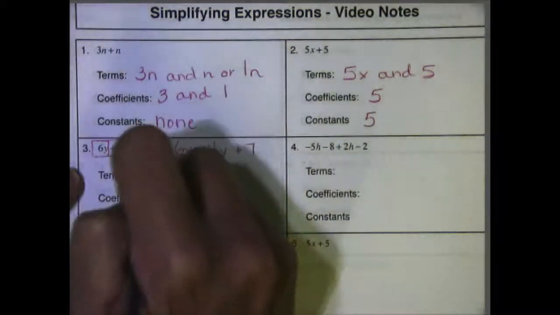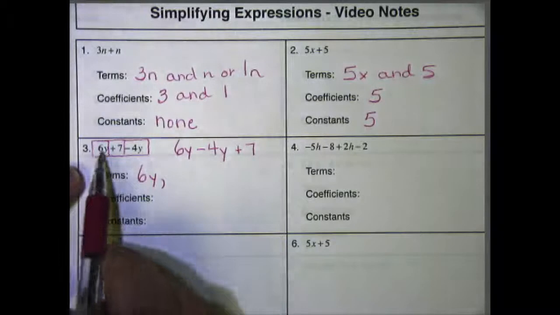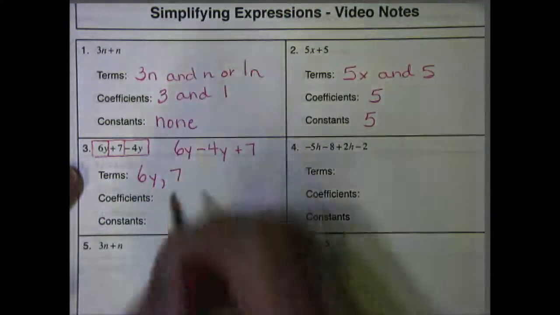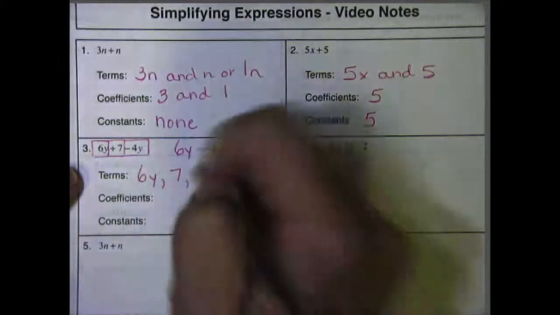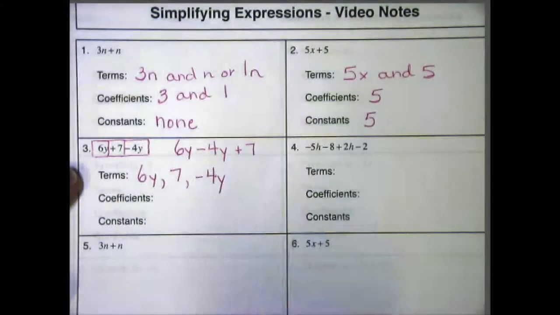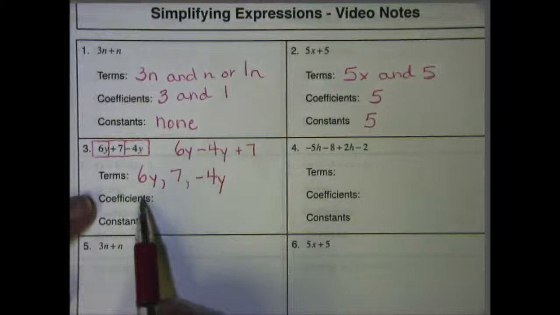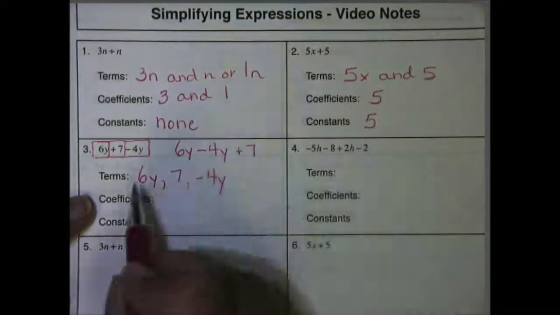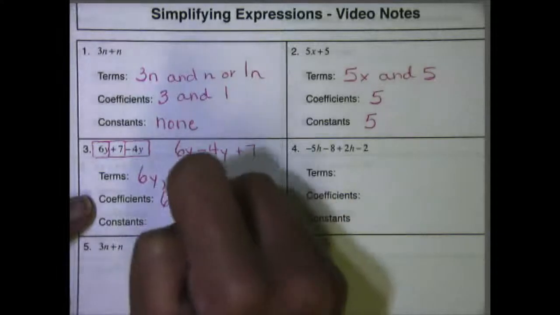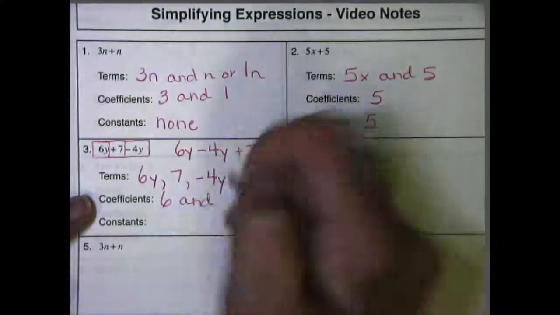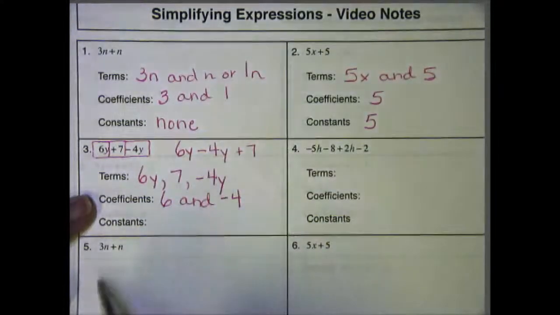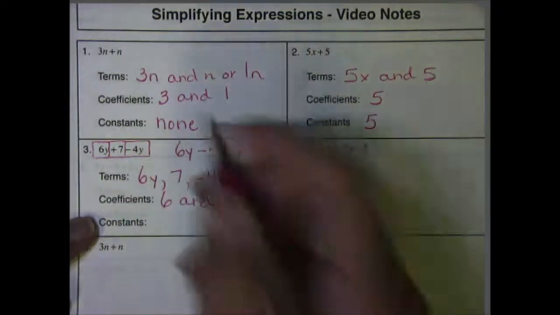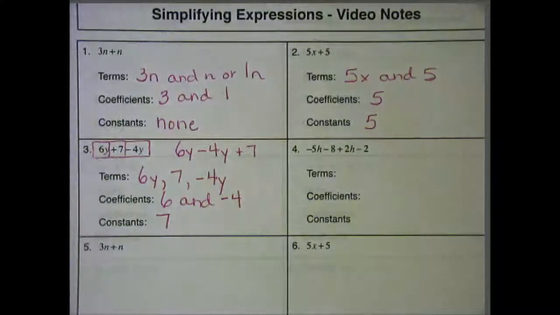So my terms are 6y, we'll look up here, 6y, positive 7, remember when it's positive you don't need the plus in front of it, and negative 4y. We do need the negative to show that it is negative. The coefficients then, there are only two of these terms that have a coefficient. Those are the ones that have variables. So the coefficient of 6y is 6, and the coefficient of negative 4y is negative 4. The constant here is the term that does not have a variable, and that is 7. So the constant is 7.